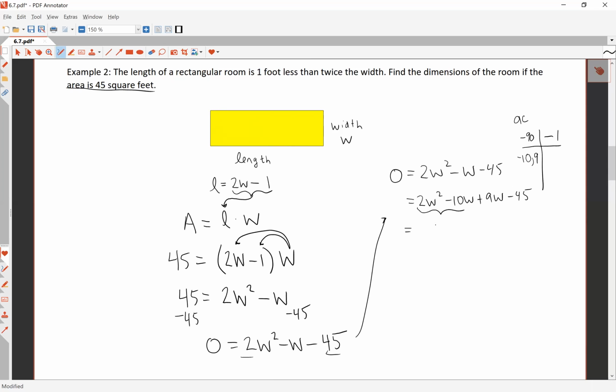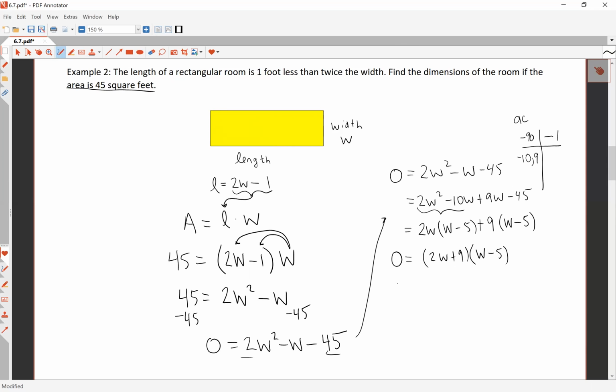So from the first pair of numbers, we factor out a 2w, and that leaves us with w minus 5. From the second pair, we factor out a 9, and that leaves us with w minus 5. We factor out the w minus 5 to the right-hand side, and we're left with 2w plus 9.